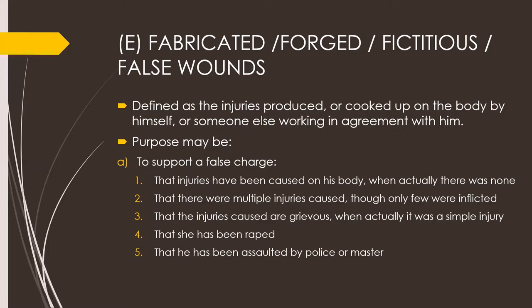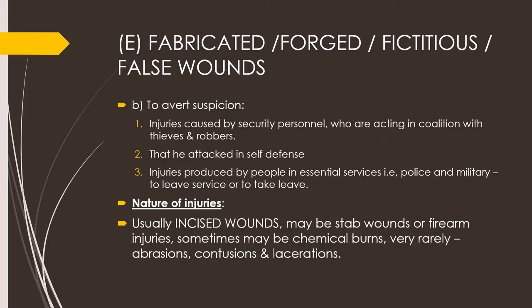Sometimes fabricated wounds may be done to support a false charge that she is being raped or he has been assaulted by police or a master. And to avert suspicion, sometimes the injuries may be caused by security personnel who are acting in collusion with the thieves and robbers, and the security personnel may create wounds on themselves and pretend that these injuries were done by thieves or robbers while they were attacked. Sometimes fabricated wounds may be created to pretend that he was attacked in self-defense. And sometimes injuries may be produced by people in essential services like police and military to take leave to go home or for any other purpose, or to leave the service itself.